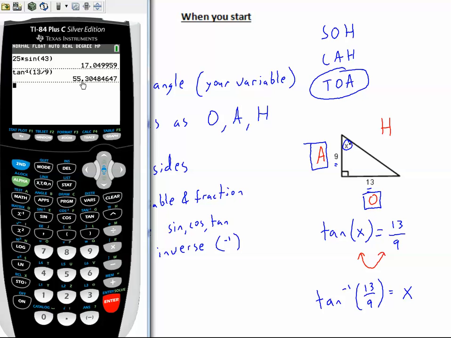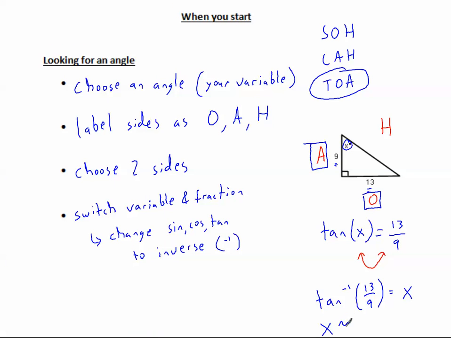About 55.30. 4 is not big enough to round up the 0, so 55.30 is about what x equals, and that's about the measure of that degree. So x is approximately 55.30.